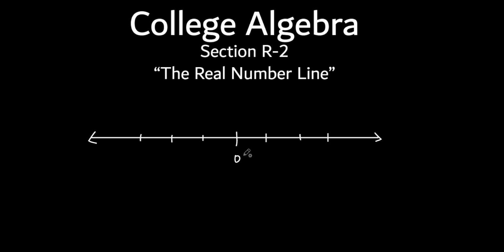Now, if 0 is right here, what numbers are to the right of 0? What kind of numbers? They're positive numbers. What kind of numbers are to the left of 0? They're negative numbers, okay? So this would be positive 1, 2, and 3. This would be negative 1, negative 2, and negative 3. All right? It's pretty basic, wouldn't you agree?